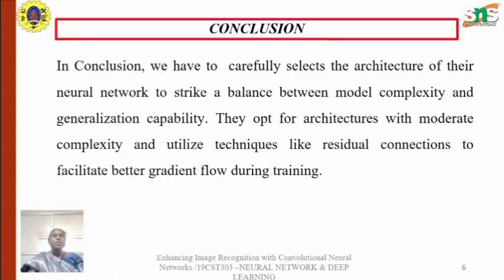The conclusion: as I conclude, the convolutional neural network has emerged as a powerful tool for tackling a wide range of computer vision tasks. Its hierarchical architecture, efficient parameter sharing, and ability to automatically learn hierarchical features from raw pixel values have placed it at the forefront of image processing and analysis.